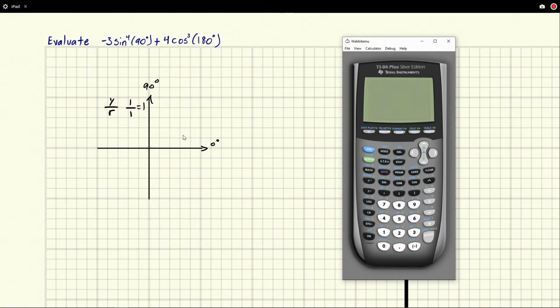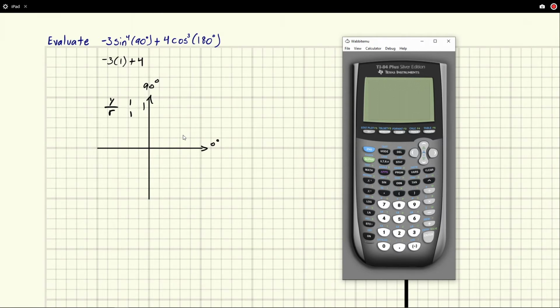So sine to the fourth would be sine of 90 degrees. Sine of 90 degrees is just equal to 1, and so if we multiply 1 times itself 4 times, we get 1 times 1 times 1 times 1, which is still just 1. So this is really just -3 times 1 plus, alright, we've got a 4, and then we've got this cosine of 180 degrees.